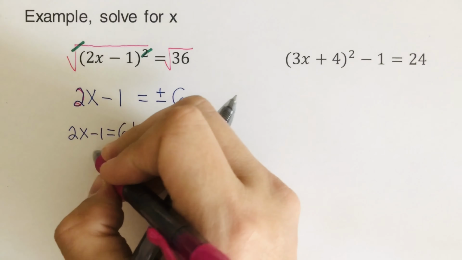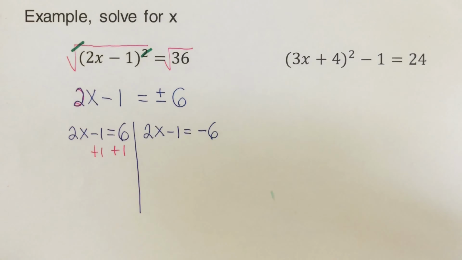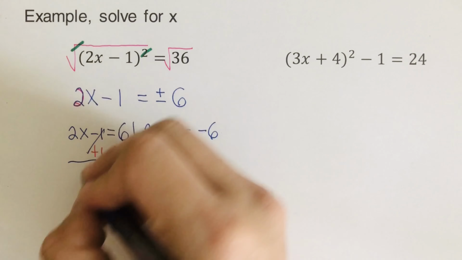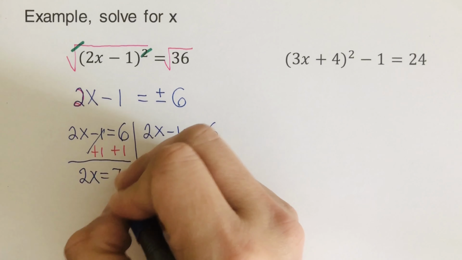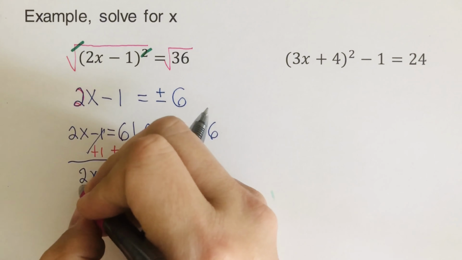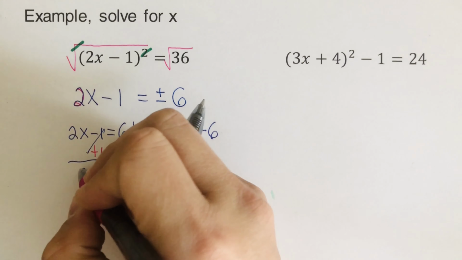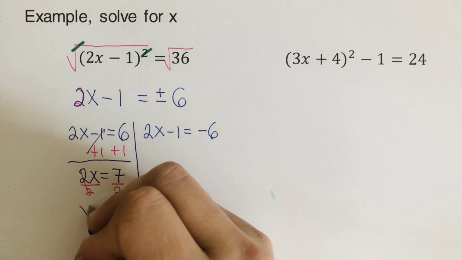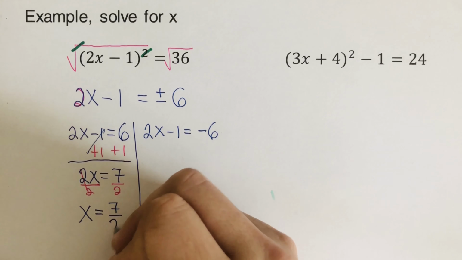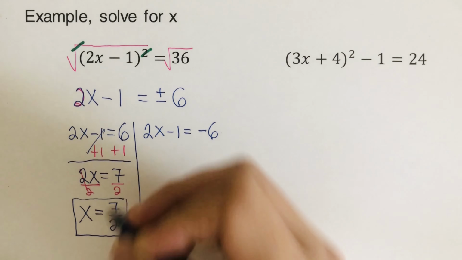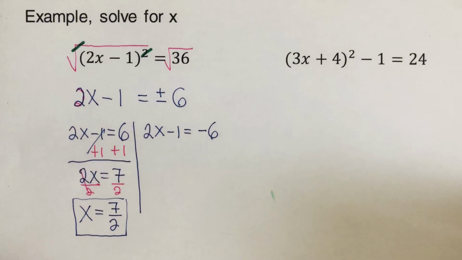And so I add 1 to both sides, plus 1 here. So then I get 2x is equal to 7. And then I divide both sides by 2. I divide this by 2 here. So I'm left with x is equal to 7 halves, so 7 over 2.